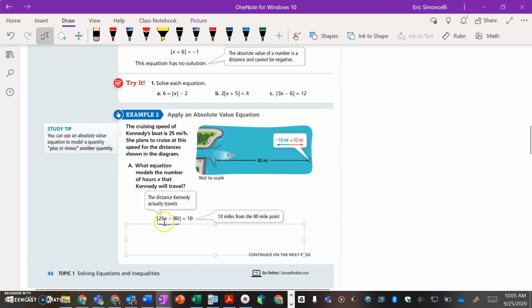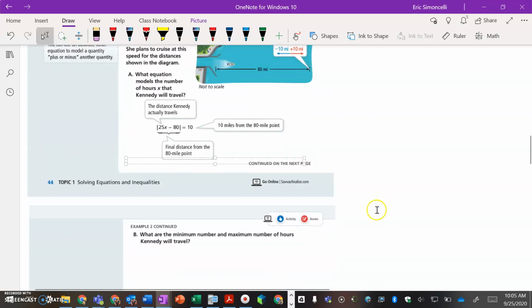Okay, we still don't know what x is, of course. 10 on the other side here represents the number of miles that we are trying to calculate her difference. In other words, we want it to be 10 miles left of the destination, but also 10 miles right of the destination. So that number is necessary in our setup. Final distance from the 80-mile point, as I just described already to you, and that is the 80-mile value, but 25x minus 80. Now this problem continues on to the next page, so let's take a look.